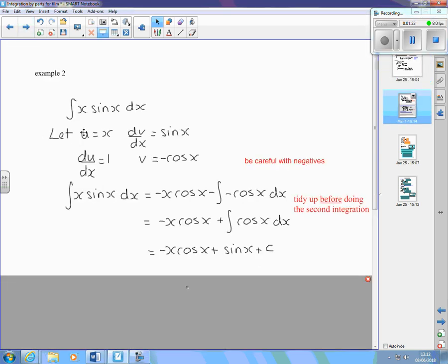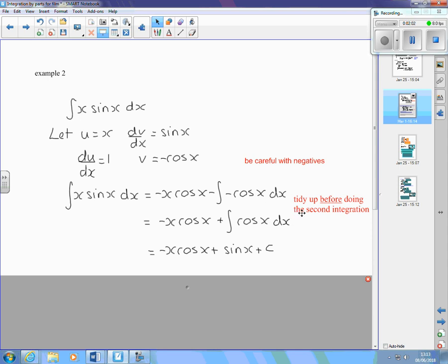Here's another example. Again, we've got a trig function. That's the one that we'll use as our dv by dx. Doing it the same way, and we integrate, we have x times v, so it's x times, our v was minus cos x, take away, now here you're taking away minus cos x times 1.